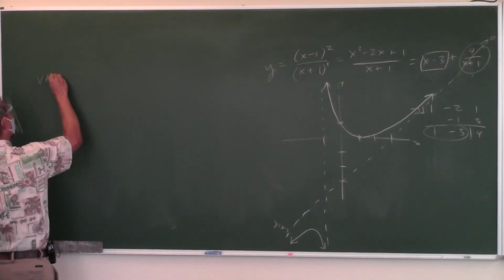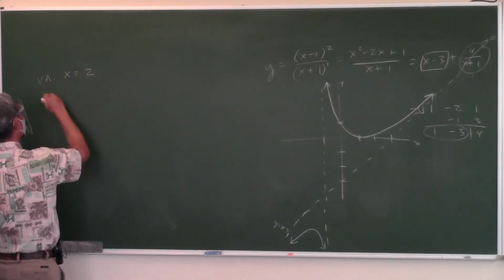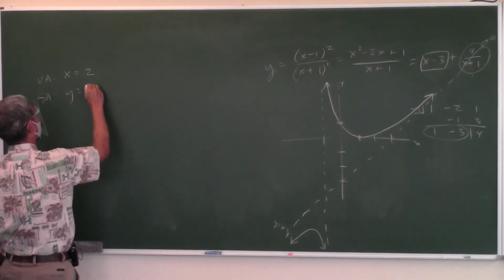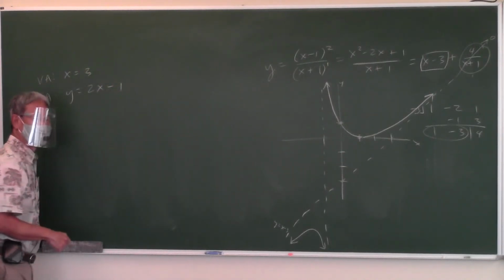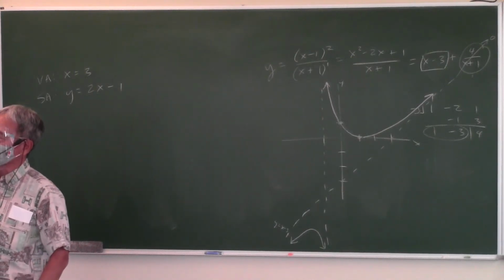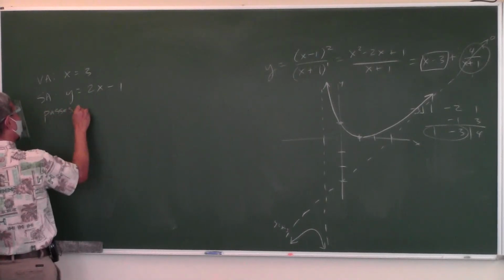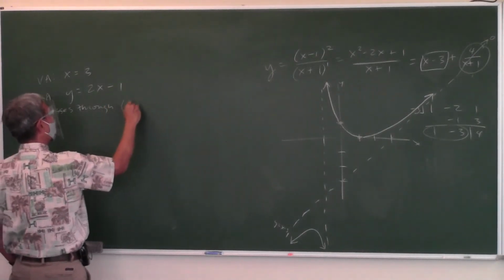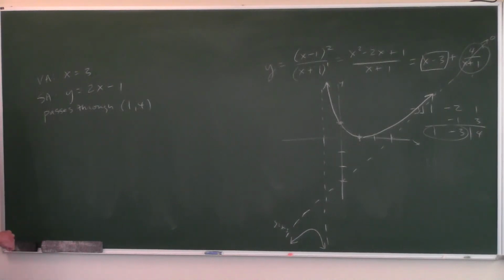So vertical asymptote is, how about x equal 3? Slant asymptote is y equal, how about 2x minus 1? And then what else do I have to give you? This one has a removable discontinuity. I'm not going to do that. I'll just say it passes through the point. Give me something. It passes through the point, how about 1, 4? See how I just use the numbers 1, 2, 3, 4?